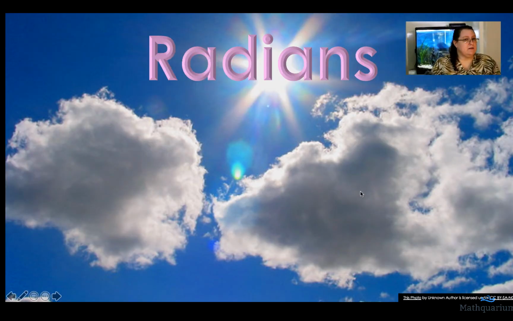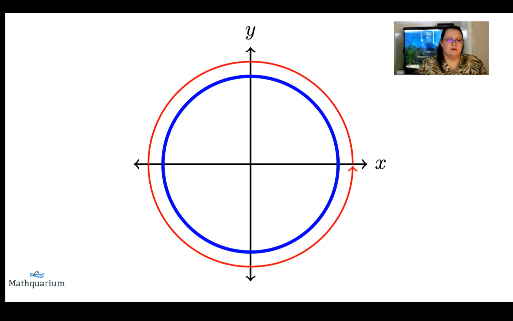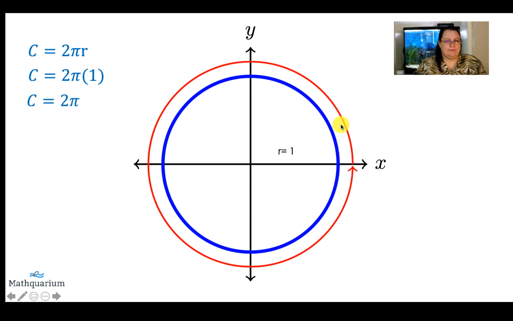Radians are defined a little bit differently. So with the radian, you want to think about a complete rotation of the circle again. And remember that the circle has a circumference of 2 pi r. Now if our radius is 1, then the circumference of our circle is 2 pi times 1.